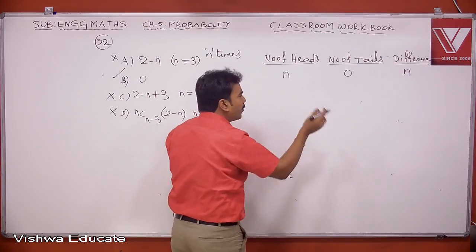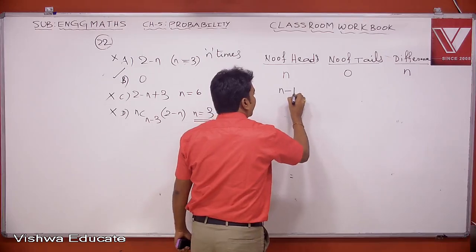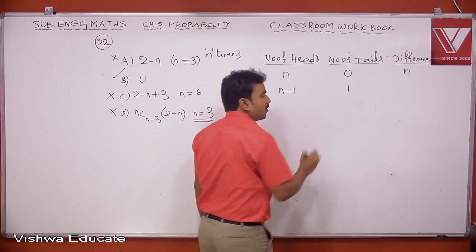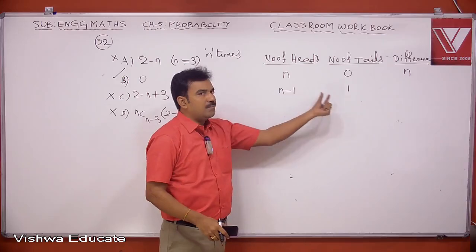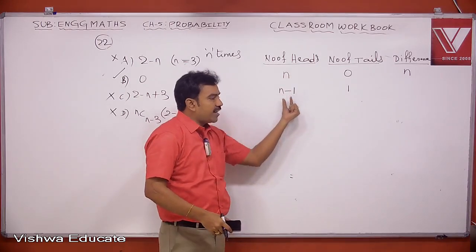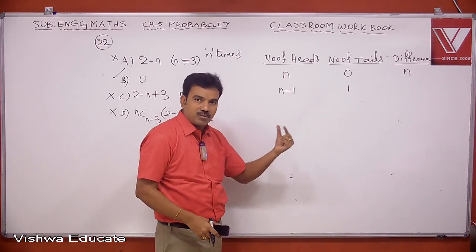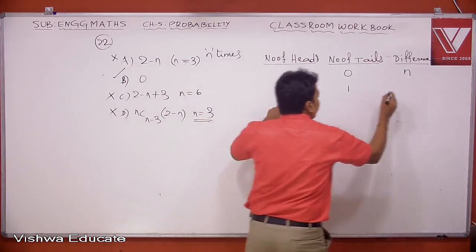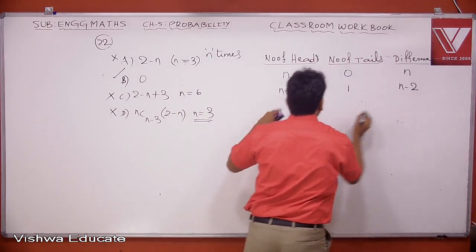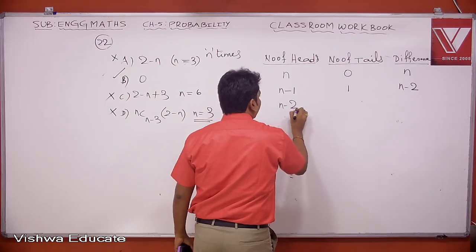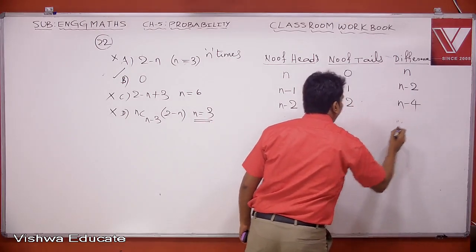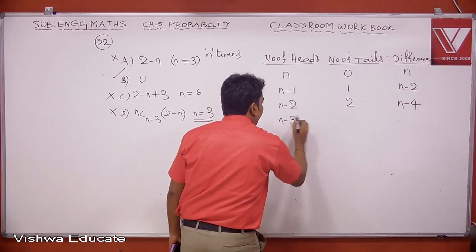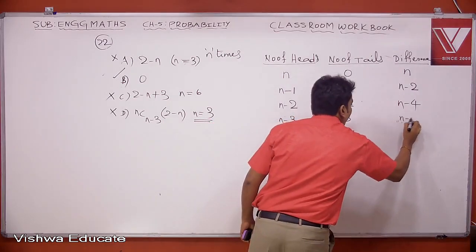Suppose I decrease the head count by increasing the tail count. I will write all possibilities. So number of heads is n minus 1. That means number of tails is 1. So if a coin is tossed 7 times, suppose 6 heads, that means 1 tail. So I am decreasing head count by increasing tail count. That is my strategy. So what is the difference between these two? This is n minus 2. Next, number of heads is n minus 2, number of tails is 2, and the difference is n minus 4. Suppose this is n minus 3, tails 3, the difference is n minus 6.